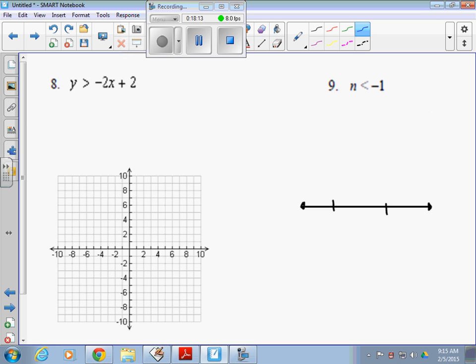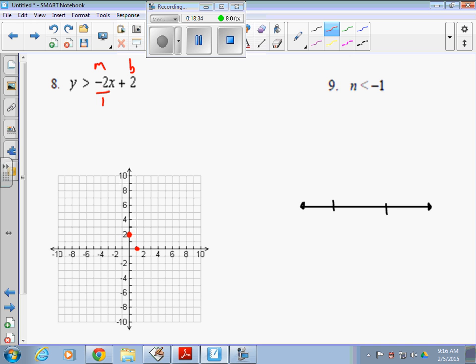Number 8, y is greater than negative 2x plus 2. Y equals mx plus b. B tells you to begin at plus 2. M is negative 2. Remember, slopes are always fractions. Make them over 1 if they're integers. Negative 2 over 1 means go down 2 and to the right 1.